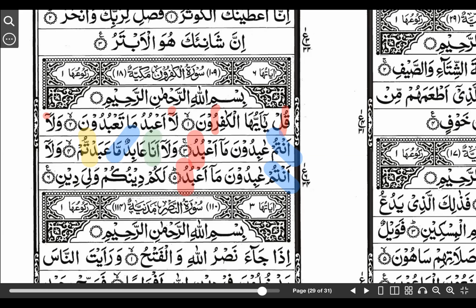La a'budu ma ta'budun. Why do you think I marked it? La, I marked it because it's got 3 seconds stretching. Why about a'bud? Why did I mark a'bud? Is it a soft and a hard one? Soft and a hard one. Same like inna a'taynaka, a'bud. Alif is strong, ain is soft.